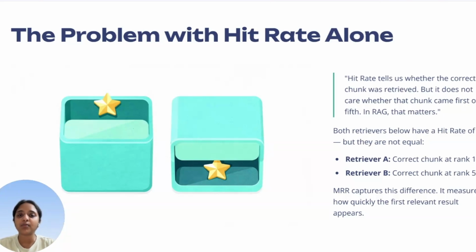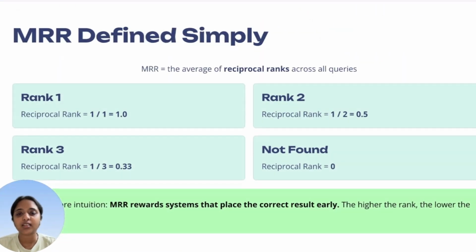So we're going to introduce a metric called mean reciprocal rank. It is simply the average of the reciprocal ranks across all queries. Say the chunk is ranked 1, we take the reciprocal of that: 1 by 1 is 1. That's the best. We want the right chunk to be in the first position. Say it was in rank 2. We take the reciprocal again: 1 by 2 is 0.5. So it's in the second position.